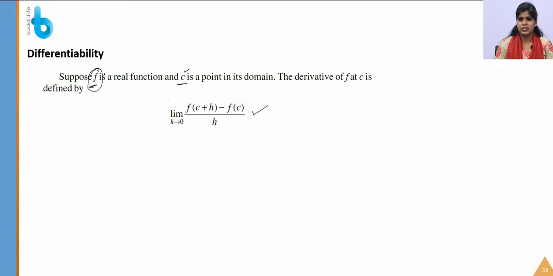So the derivative of the function is expressed like this, that is, f dash of c is this function.